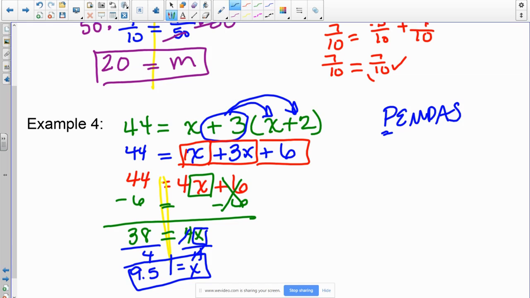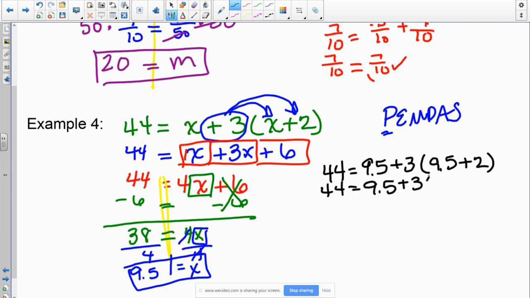Quick check. Go back and put it into your equation. So instead of x now, we know the value is hopefully 9.5. Add 3, take that times 9.5, add 2, and go ahead and simplify here. Again, you can put this all in your calculator at one time. I like to work my mental math.